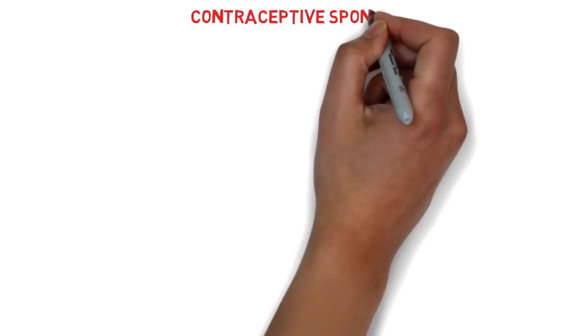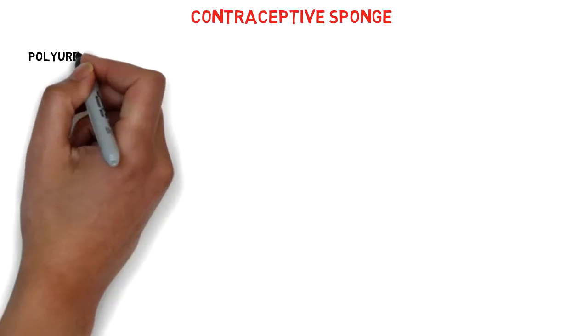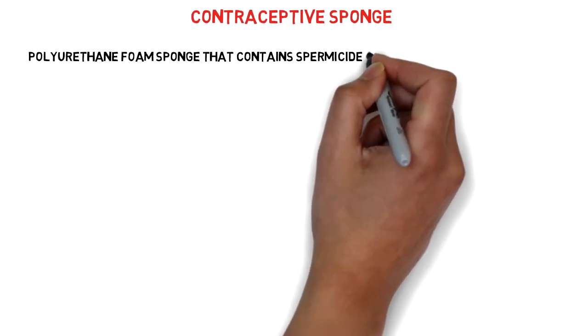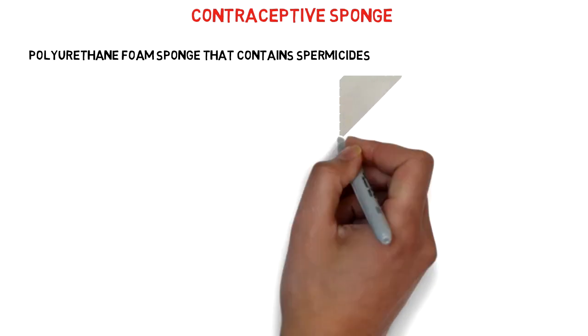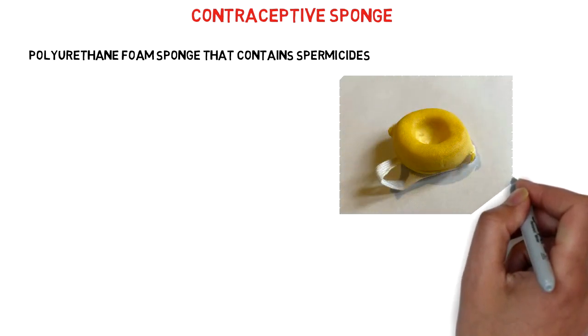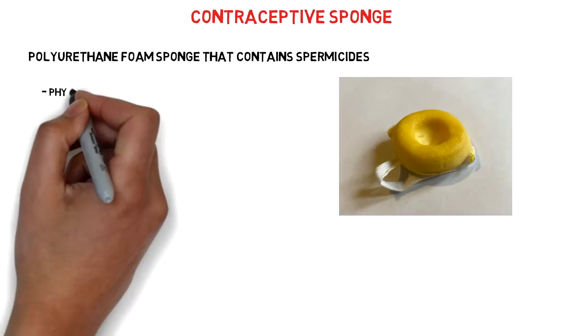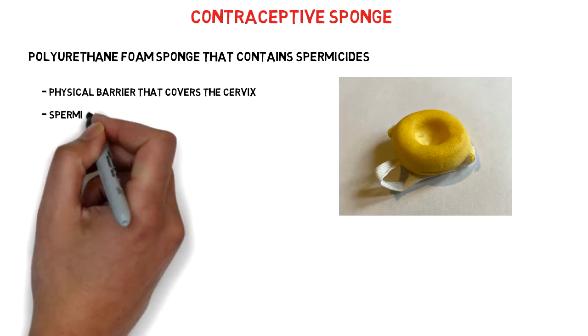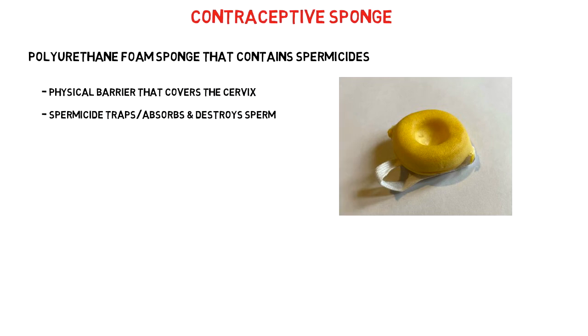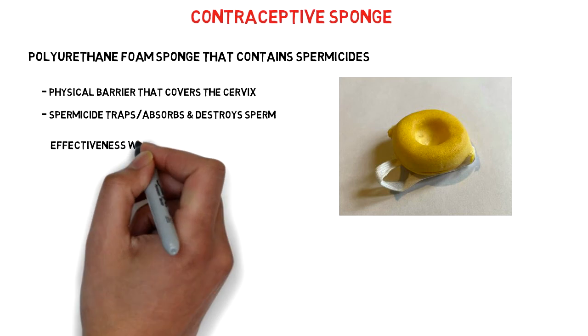The contraceptive sponge. So this is essentially a foam sponge that contains spermicides within it. It acts as a physical barrier, blocking the cervix in that dip in the dome that you see there, and it traps and destroys sperm cells by breaking through the sperm cell membrane.